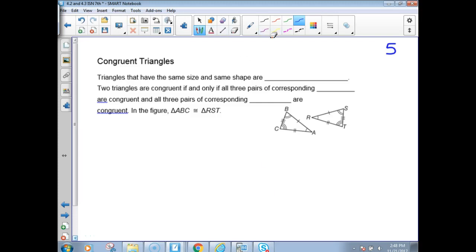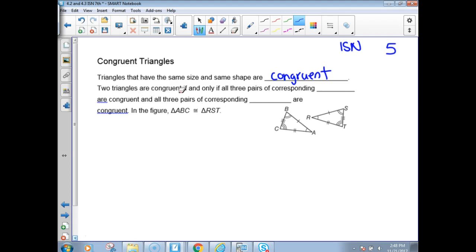Okay, so today we're going to talk about congruent triangles. Triangles that have the same size and shape are congruent. This is in our ISN, page 5. Two triangles are congruent if, and it is on your worksheet too, so don't be confused. Make sure we're doing the ISN right now so you've got your notes.